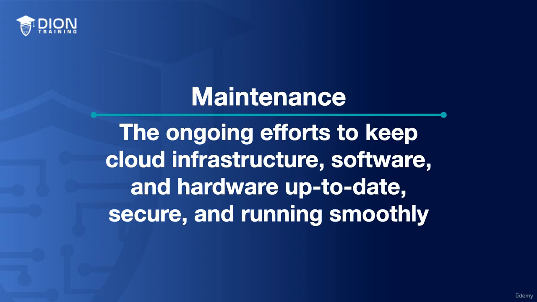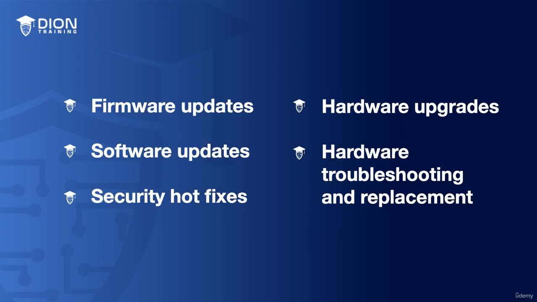In cloud computing, maintenance encompasses a wide range of activities, including firmware updates, software updates, security hotfixes, hardware upgrades, and hardware troubleshooting and replacement. Now, this goes hand in hand with one of the reasons that organizations move to the cloud in the first place, and that is to offload the capital expenditures of buying the hardware as well as supporting and maintaining that hardware. And you can do this by offloading that responsibility to your cloud service provider underneath a cloud shared responsibility model.